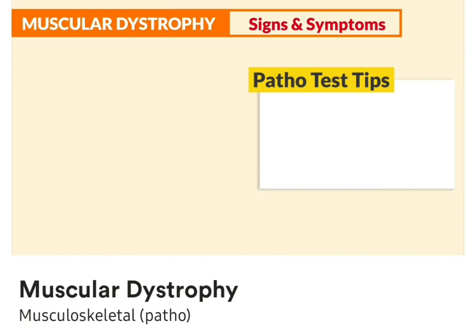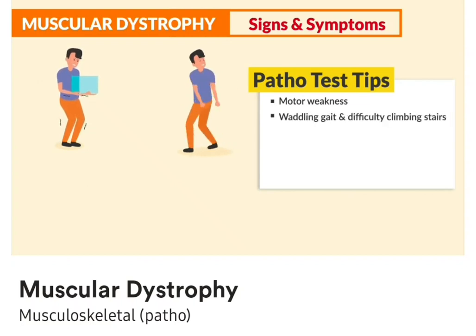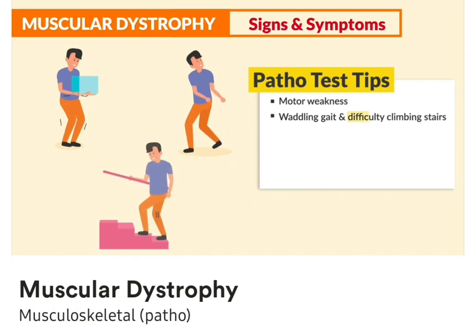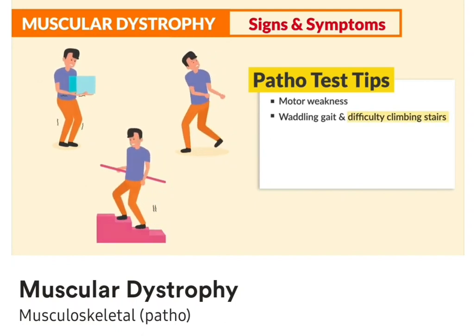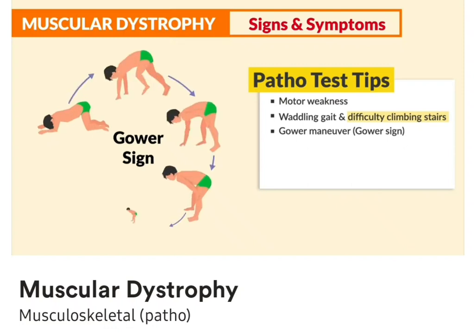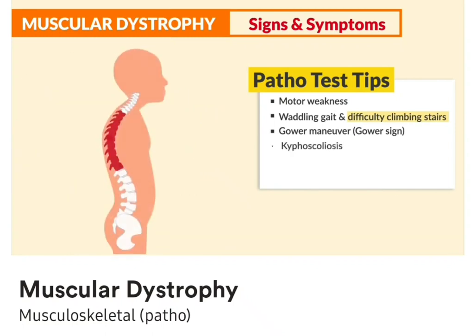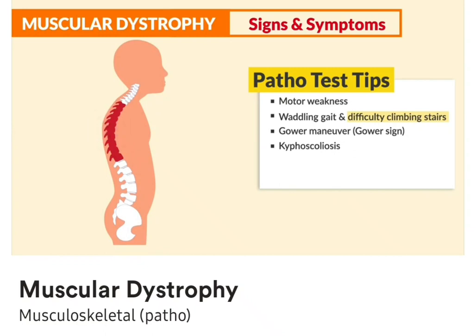Okay, now for some patho tips for your pathophysiology exams. So as you know, you'll see muscle weakness or motor weakness, right? But you'll also see a waddling gait, and a big key term here is difficulty climbing stairs. So please be sure to write that one down. And Gower's maneuver, or Gower's sign, as mentioned before. We also see kyphoscoliosis, which is an abnormal curvature of the spine. So kyphoscoliosis is usually where the spine goes side to side.